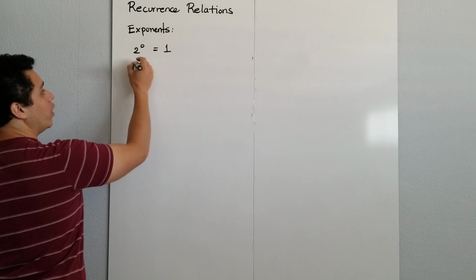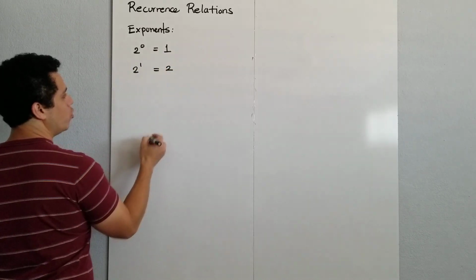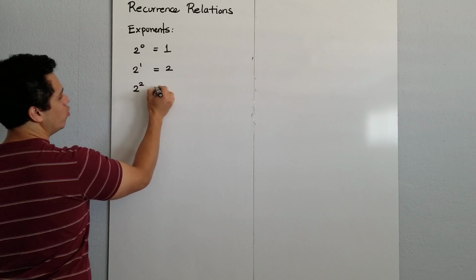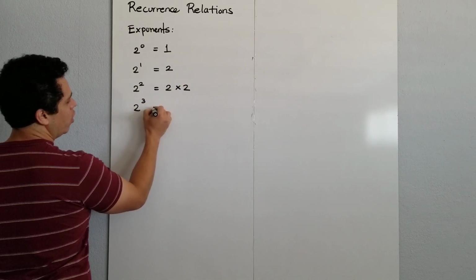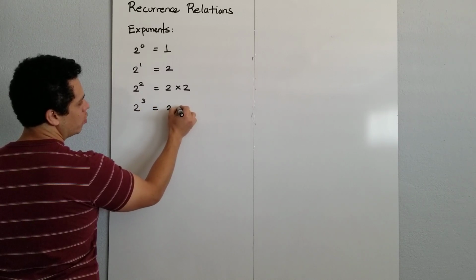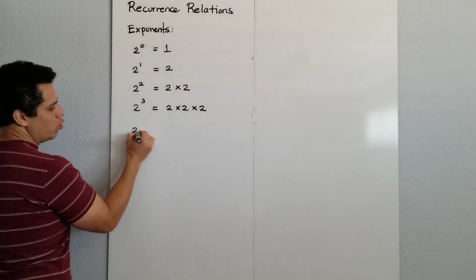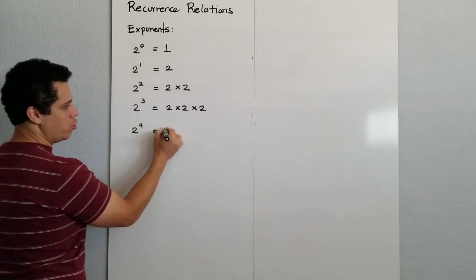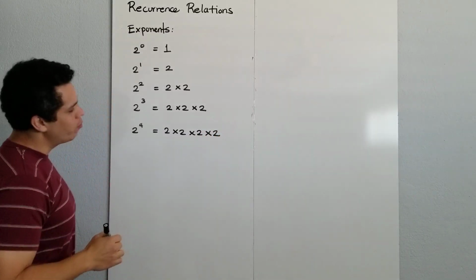We define it to be that way. 2 to the power of 1 is 2. 2 to the power of 2 is 2 times 2. 2 to the power of 3 is 2 times 2 times 2. 2 to the power of 4 is 2 times 2 times 2 times 2.